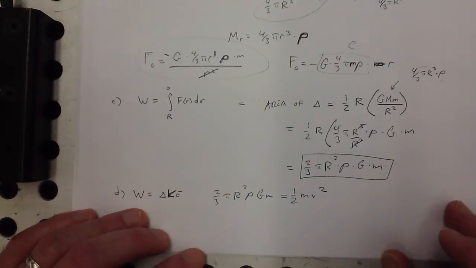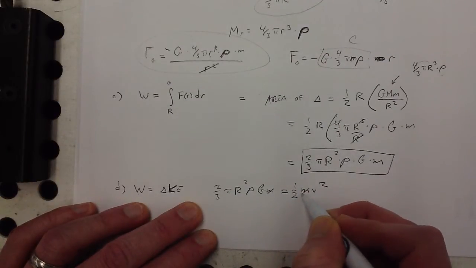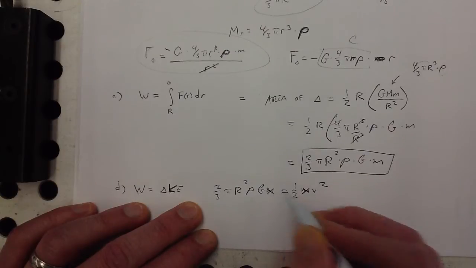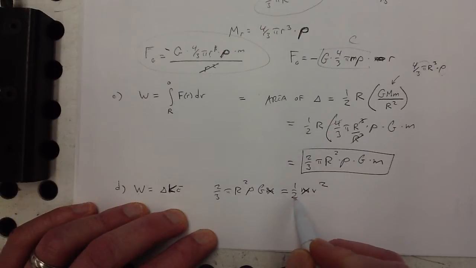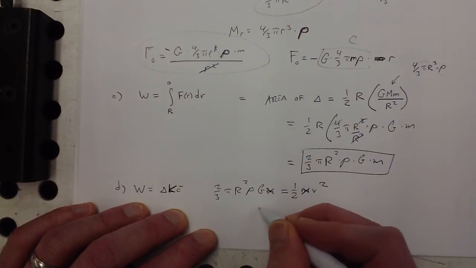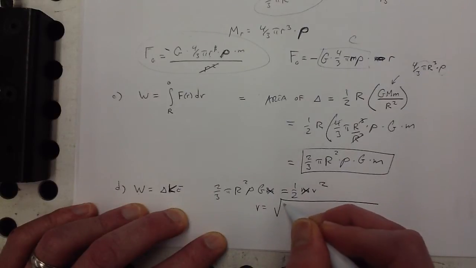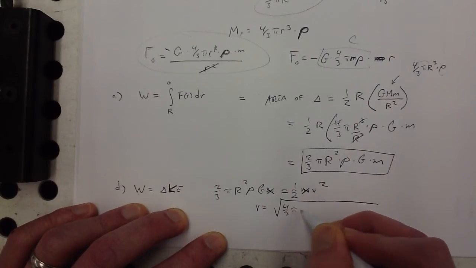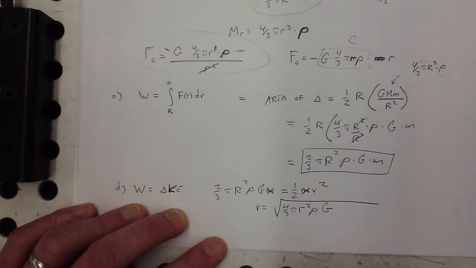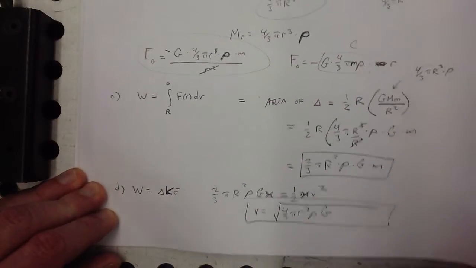And the small m's cancel out, as they often do. And then multiplying both sides by 2 gives me v is equal to the square root of 4/3 pi r squared rho G. That's the speed. So it's from work equals change in kinetic energy.